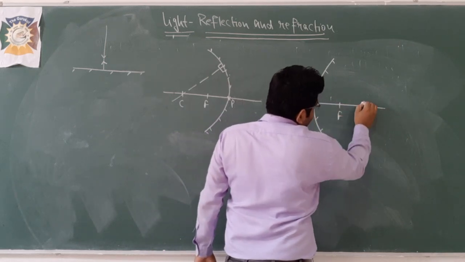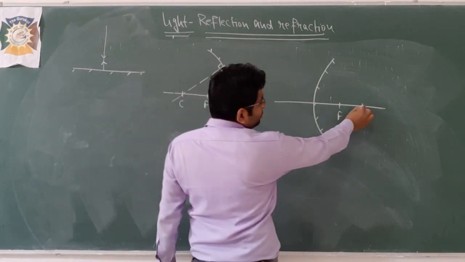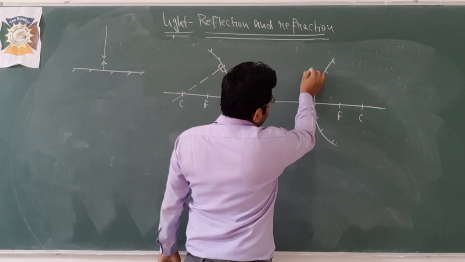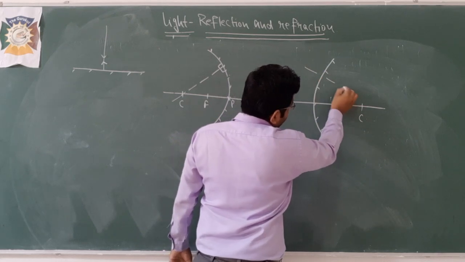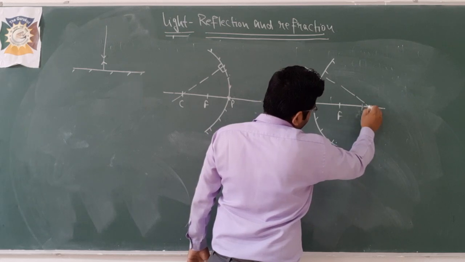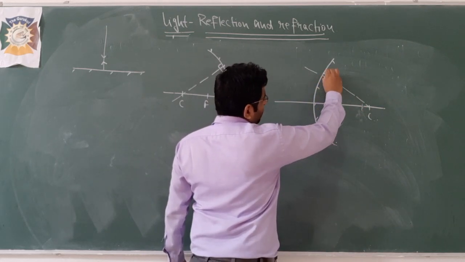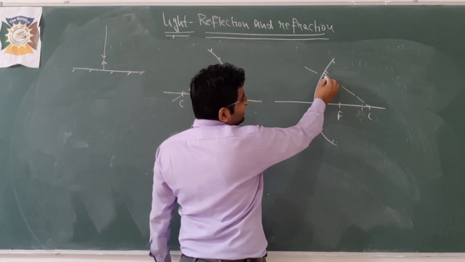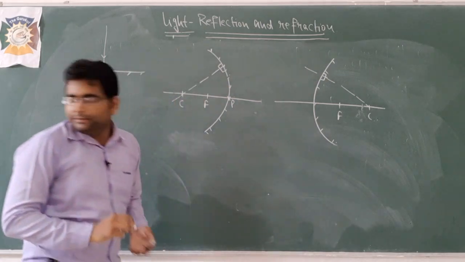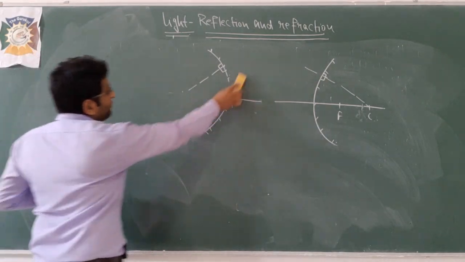F and C in the case of convex mirror. Clear? So, the line passing through C and incident on this convex mirror is behaving like the normal. What is the meaning of normal, beta? This line makes an angle of 90 degrees with the mirror. Clear? Now, beta, the definition of focus in the case of concave and convex mirror.